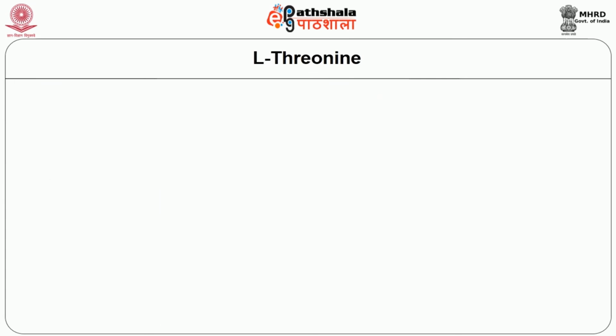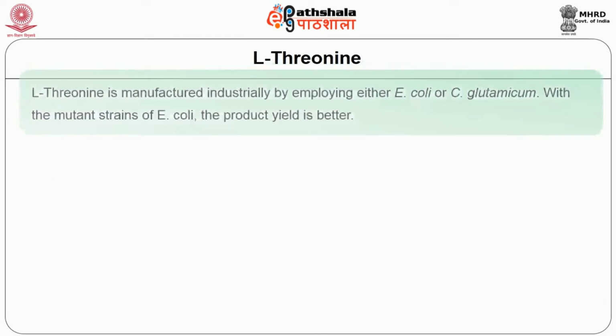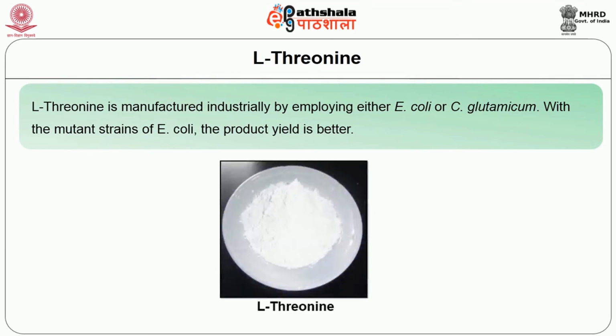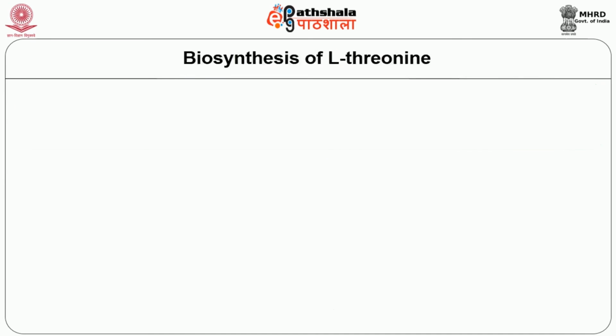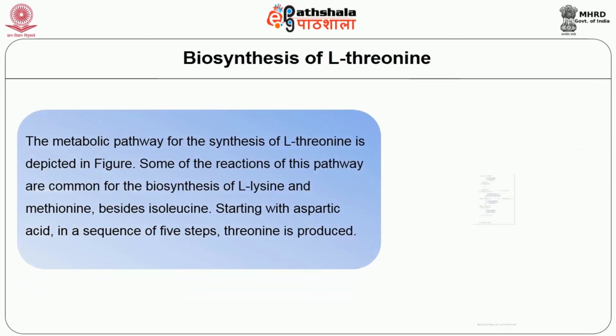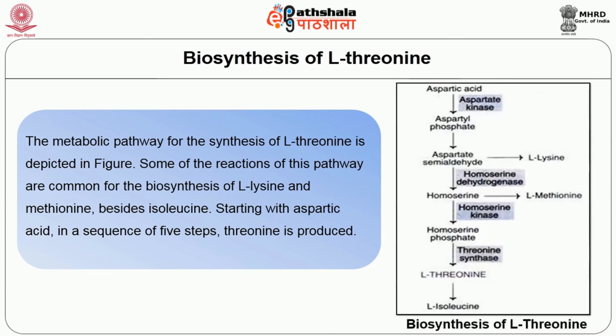Next, let's move on to L-threonine. Threonine is manufactured industrially by employing either E. coli or Corynebacterium glutamicum. With the mutant strains of E. coli, the product yield is better. Biosynthesis of threonine is depicted in the figure. Some of the reactions of this pathway are common for the biosynthesis of lysine and methionine besides isoleucine. Starting with aspartic acid, in a sequence of 5 steps, threonine is produced.